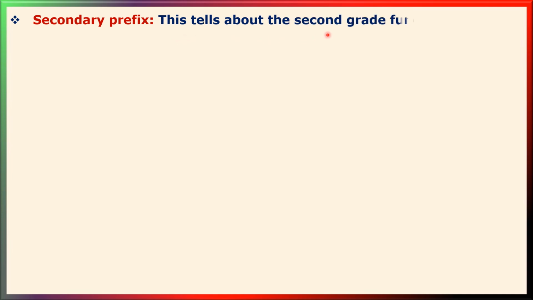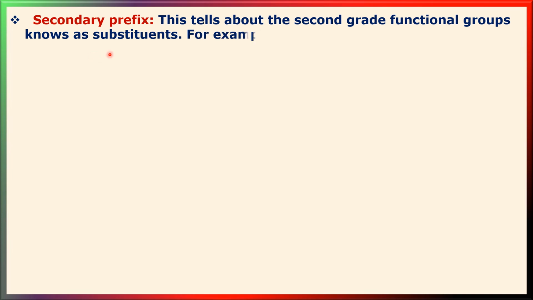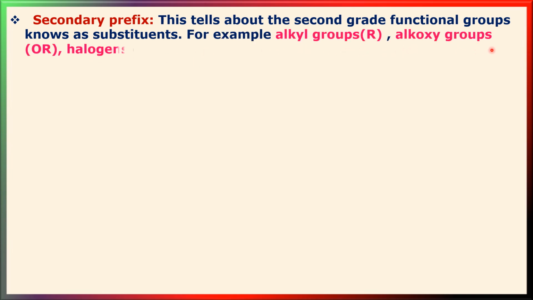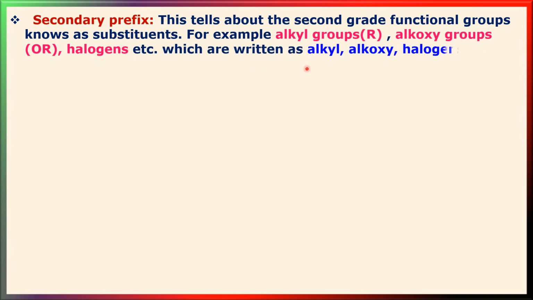The next one is secondary prefix. This tells about the second grade functional groups known as substituents. For example, alkyl groups, alkoxy groups, halogens, etc., which are written as alkyl, alkoxy, halogens. So, what is an alkyl group?